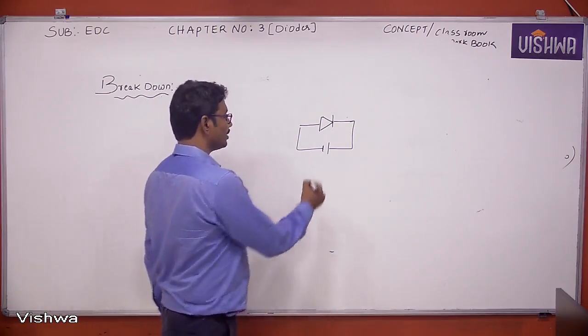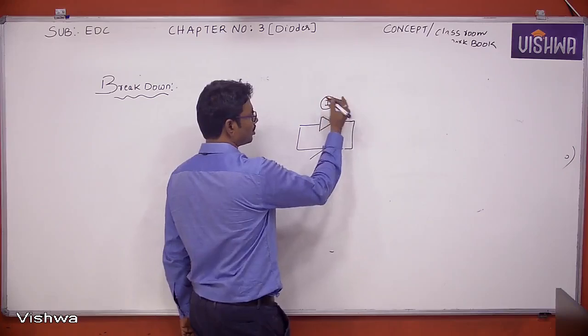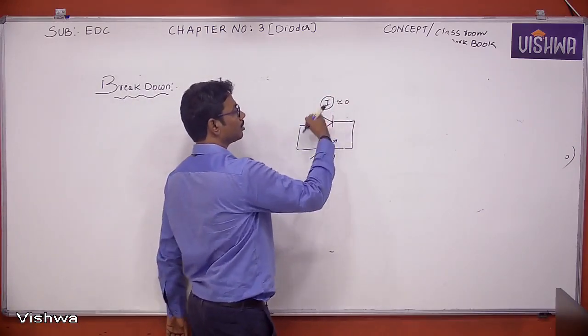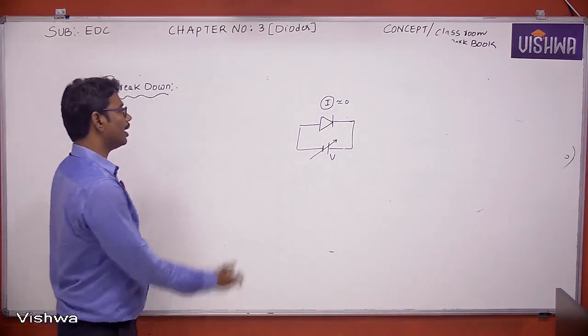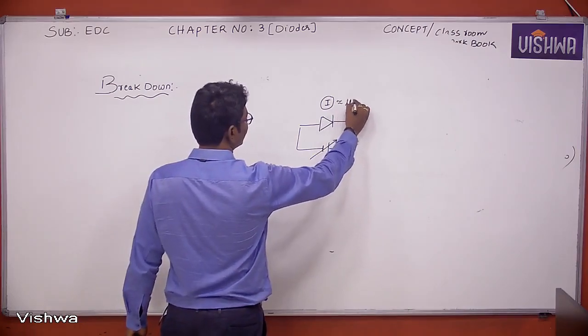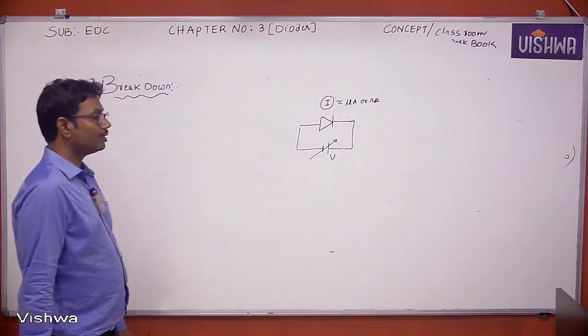When the diode is operated in reverse bias, what is the current here? The current is almost constant and negligible. Ideally it is zero, but practically it is a very, very small value, on the order of microamperes or nanoamperes. This is in case of reverse bias.